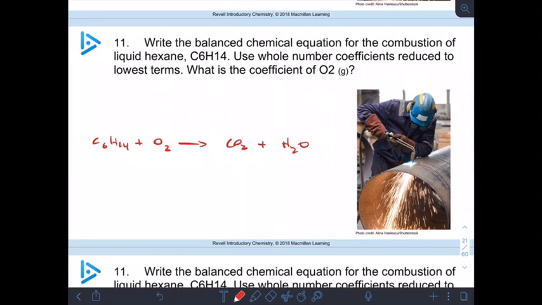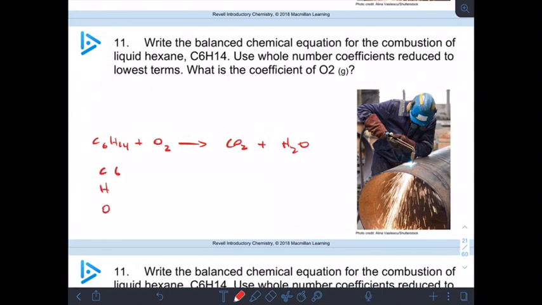So let's go through and balance this. I'm going to balance the oxygen last, because that's a useful tactic whenever you have something sitting all by itself. I like to go left to right. Remember in class I did these lists, so let's do a list: I have carbon, hydrogen, and oxygen.